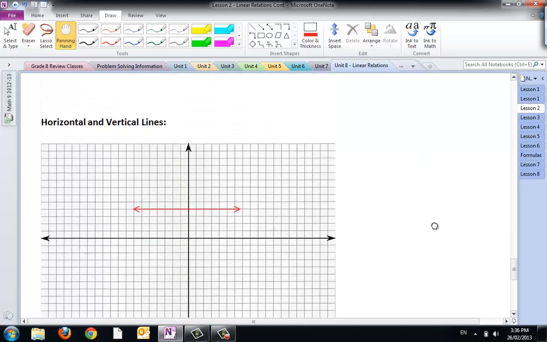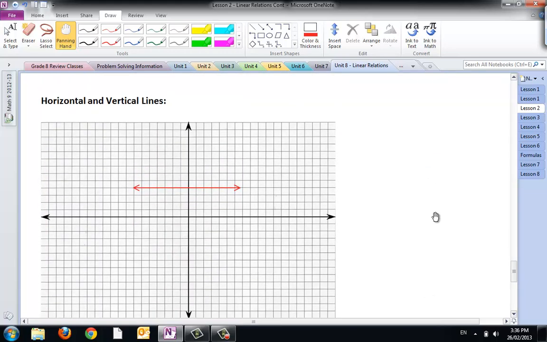Okay, so I just want to talk about two special cases where we see lines drawn that are either purely horizontal or purely vertical. If we look at this line, you'll notice that if I extend it off into infinity in both directions, it is never going to touch the x-axis. It is totally parallel to the x-axis.